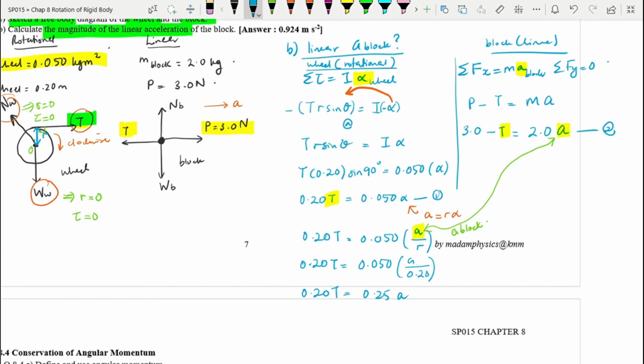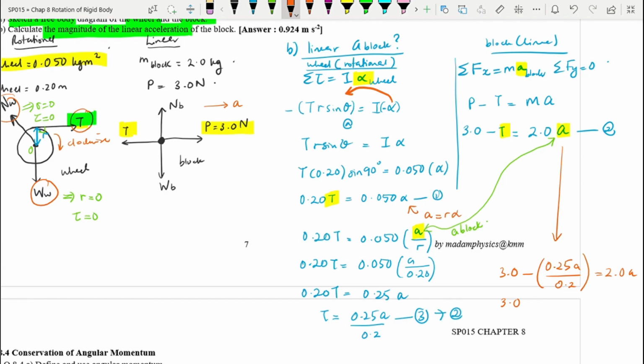Okay. So now kita label, kita jadikan T ni as a subject supaya kita boleh masukkan dalam equation 2. Now kita nak masukkan equation 3 into equation 2. Okay, so kita jadikan ini adalah equation 3. So dia akan masukkan dalam equation 2 daripada equation block. So 3 masuk dengan 2 kan. Okay, so daripada equation 2, 3.0 minus with T kita 0.25 A over 0.2 equals to 2.0 A.